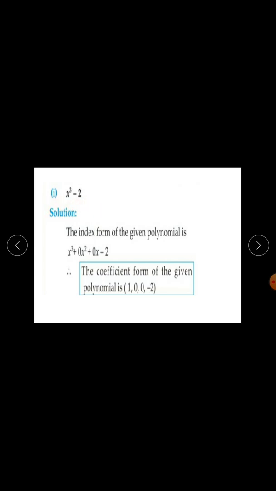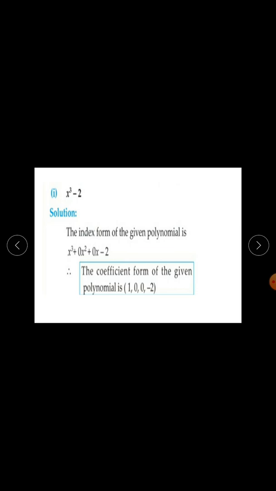First one, x cube minus 2. You have to write the following polynomial in coefficient form. Coefficient form means write the coefficients of the variables by considering all the missing terms in the standard form of the polynomial. And this form of the polynomial is called the coefficient form.